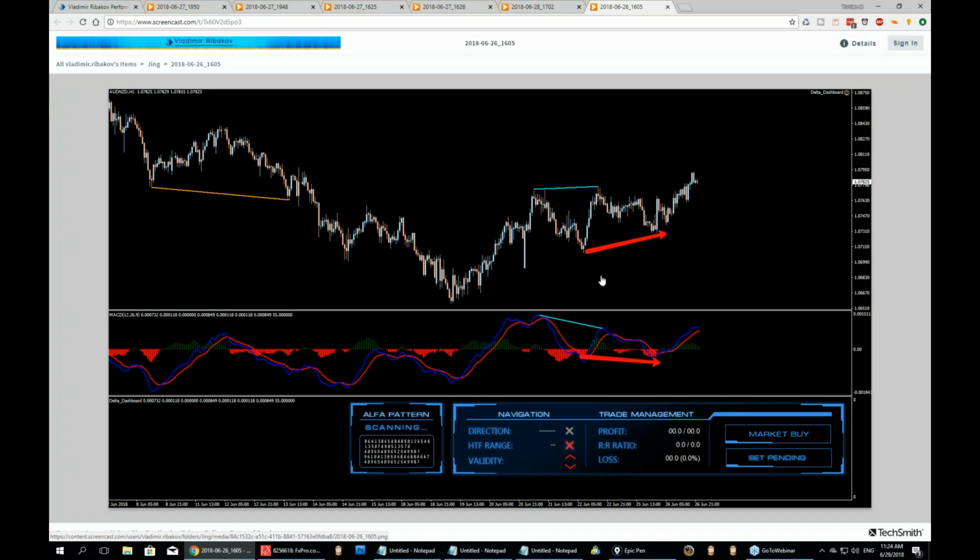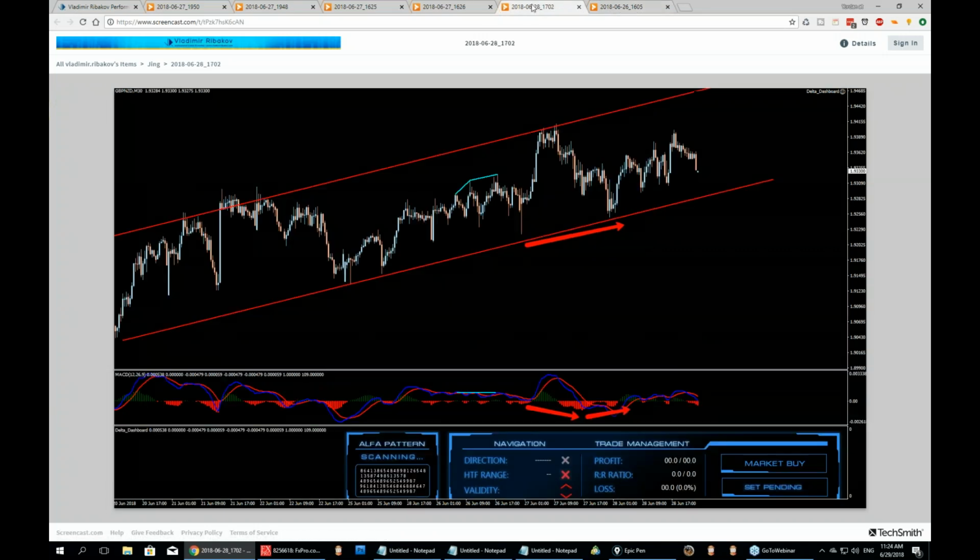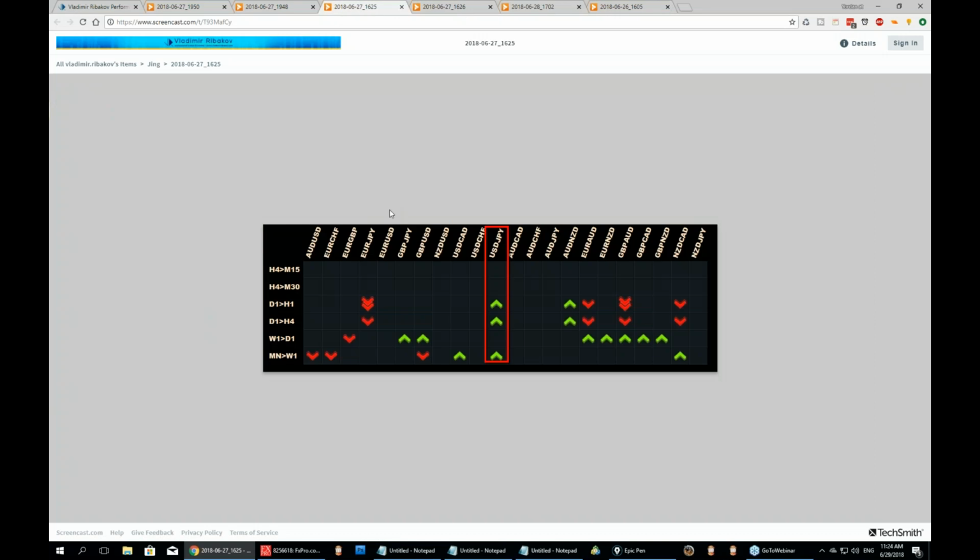Is the red arrow part of the indicator prints? Are you talking about the red arrow on the chart during the breakout? Yes.